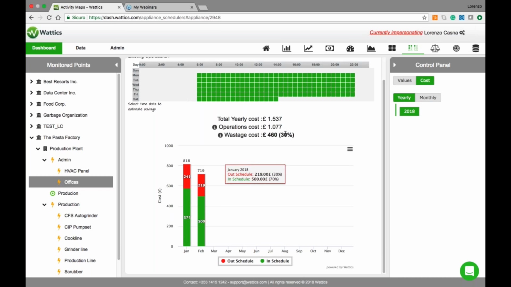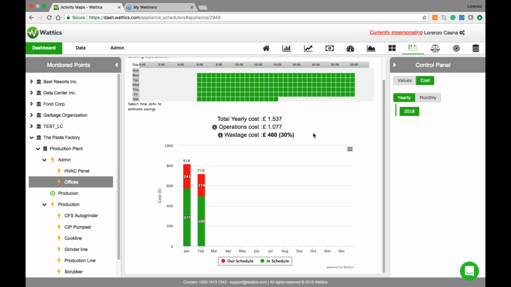And we can see here that it is up to 30% of money to be saved just in 2 months by using this different workflow. I said up to because, as I mentioned before, there may be some servers, there may be some fridges, there may be something that we don't want to be switched off.